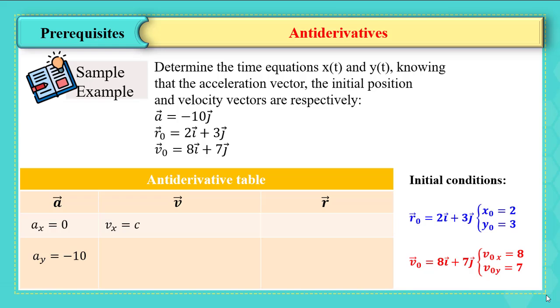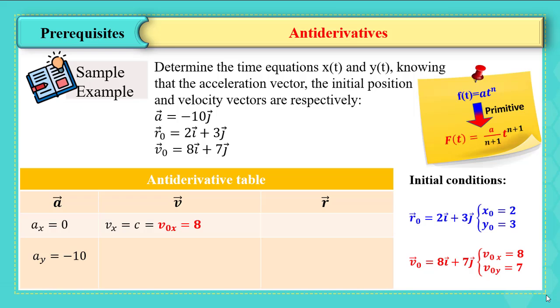Now let's go back to the table. What is vx then? Since it's constant, then it is equal to v0x, and it is 8. To find vy, we go back to the rule, and it will be vy equals minus 10 times t exponent 1 plus c1.